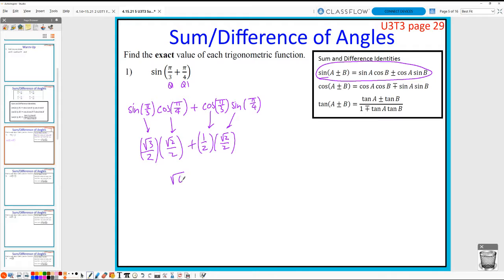So I have root 6 over 4 plus root 2 over 4. That's equal to root 6 plus root 2, all over 4. We can't actually simplify this further. We'll just leave it as such.